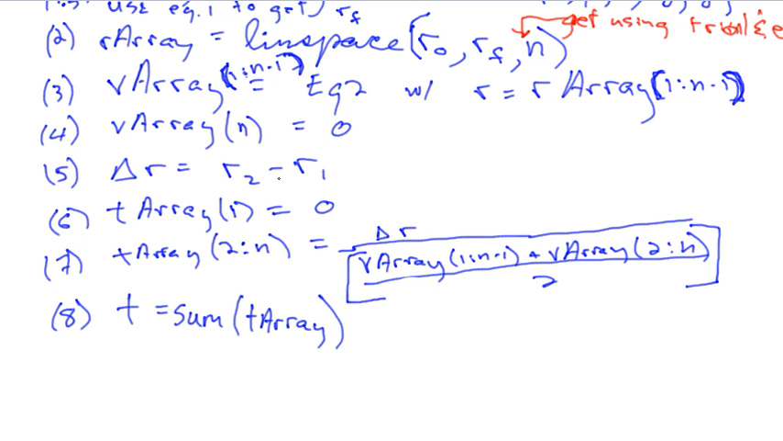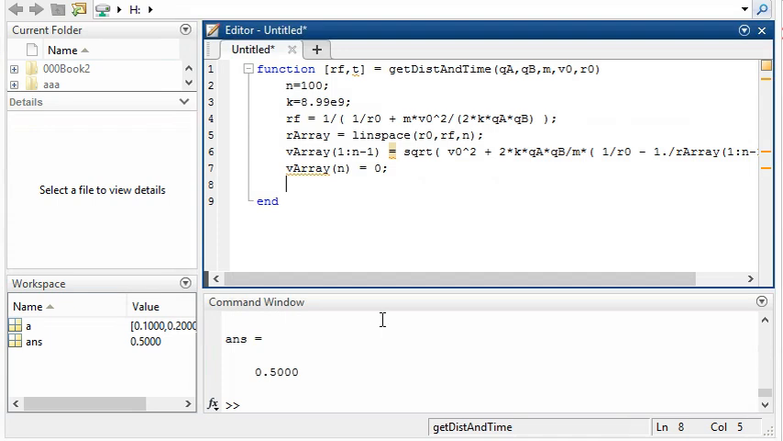So I got the last element now. Delta R is R2 minus R1. I'll call that dr equals R array element 2 minus R array element 1. So that's the spacing between the elements of the array. I could just say it's equal to RF minus RO divided by N. That would work too. I feel like doing it this way.